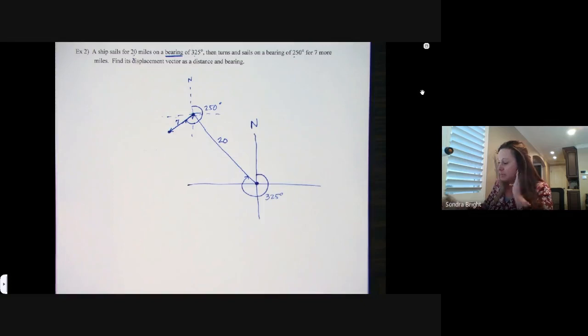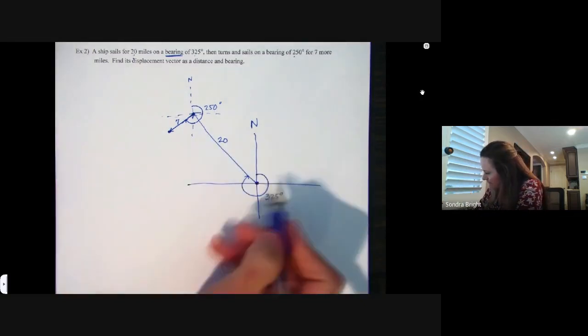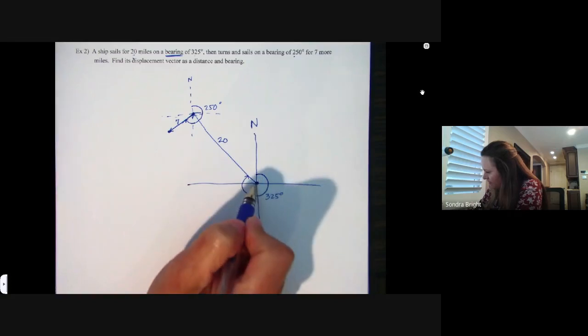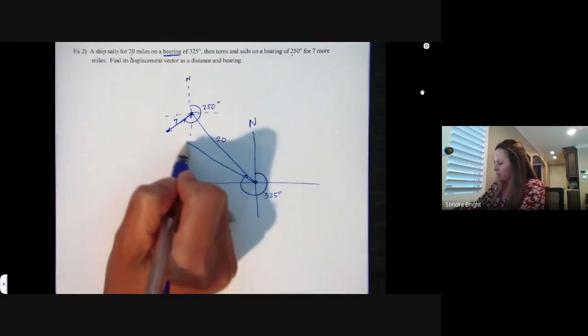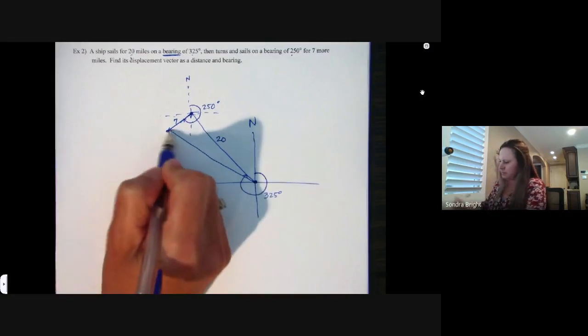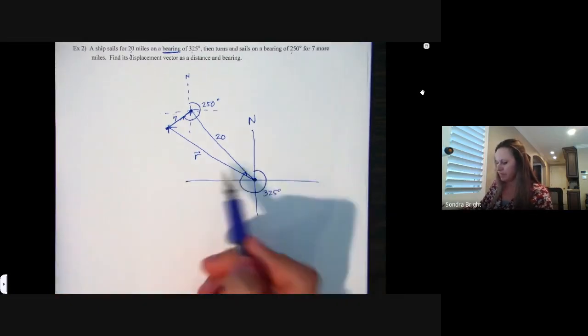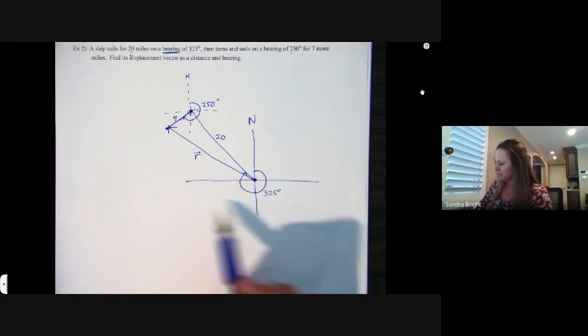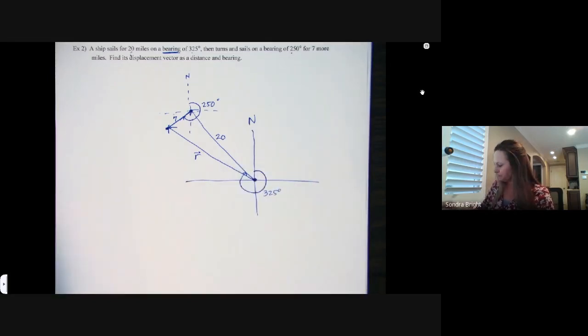Find its displacement vector, which is this guy, the resultant vector, from the beginning until the end. I'll call it R. We're going to find the distance of it, and we're going to find the bearing, the direction. Okay, so let's find the distance first.